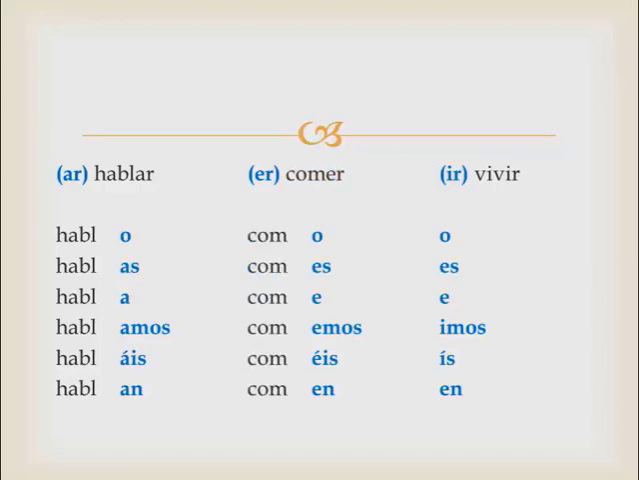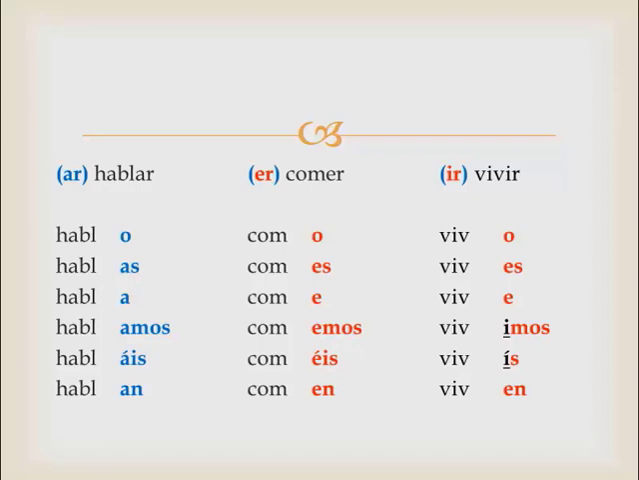Comer goes to como, comes, come, comemos, coméis, and comen. Vivir becomes vivo, vives, vive, vivimos, vivís, and viven. Those are the three paradigms, the three paradigmas for the AR verbs, ER verbs, and the IR verbs. Those are the verbs fully conjugated into the entire paradigma. Notice that the ERs and the IRs are identical except for imos and ís. And those are our verbs for AR, ER, and IR.